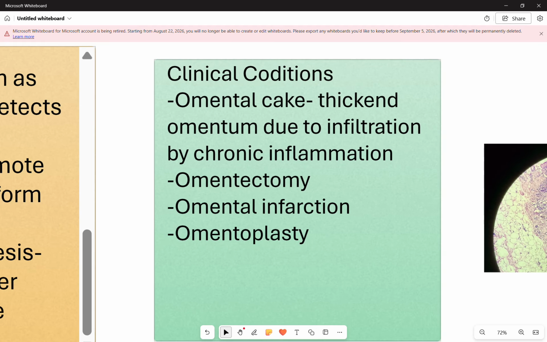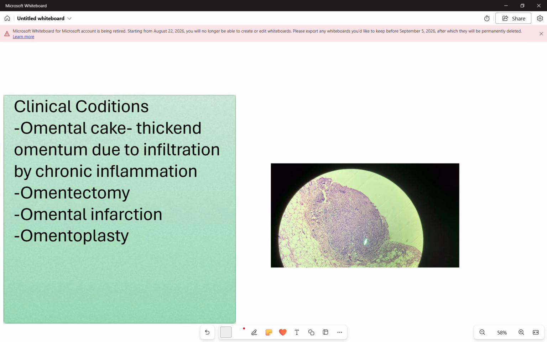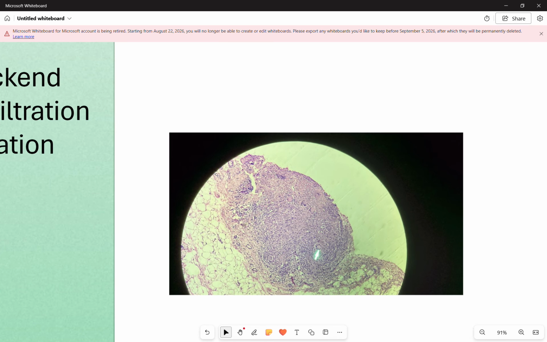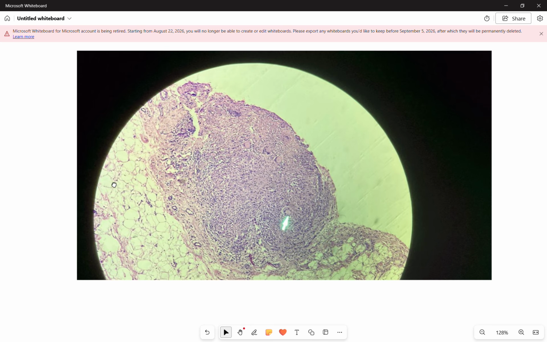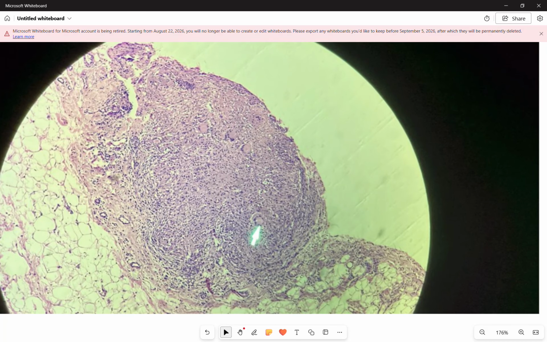Now before I finish, I'll show you the histological picture of an omental cake. Now this is omentum, fatty tissue. And here you've got granuloma. This is tuberculous granuloma. And you can see a number of giant cells. Over here, over here, over here. These are Langerhans giant cells.